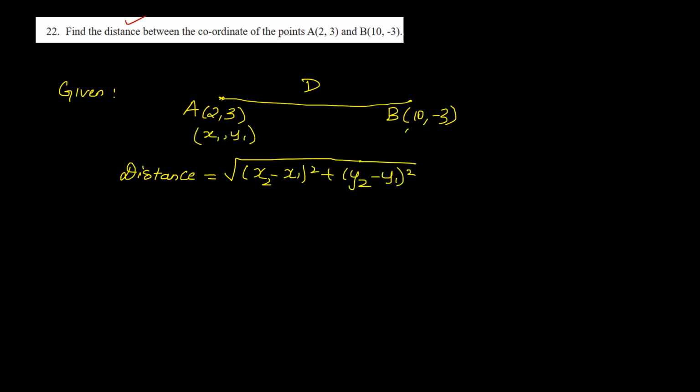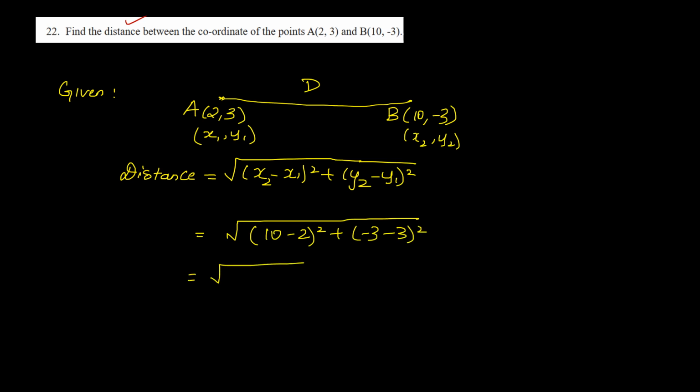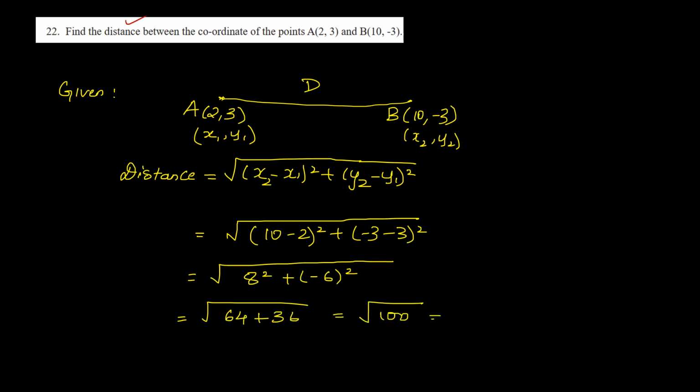So can I take x1 and y1 as A point, x2 and y2 as B point? So substitute all the values in the formula. 10 minus 2 is 8, and minus 6 whole square, that is 64 plus 36, you will get square root of 100, that is equal to 10 units. So the distance between A and B is 10 units.